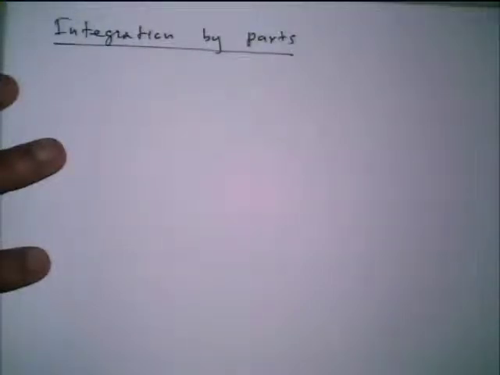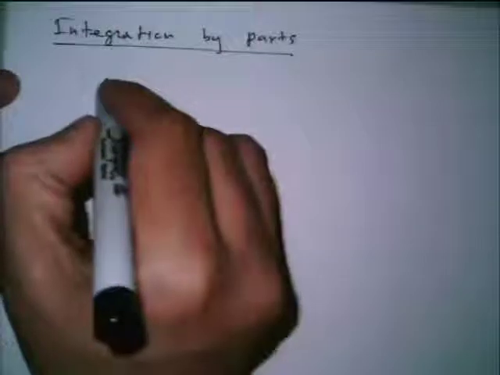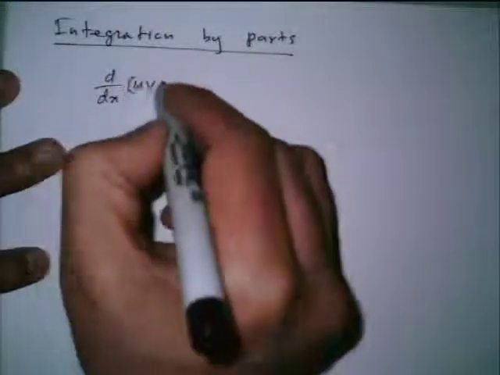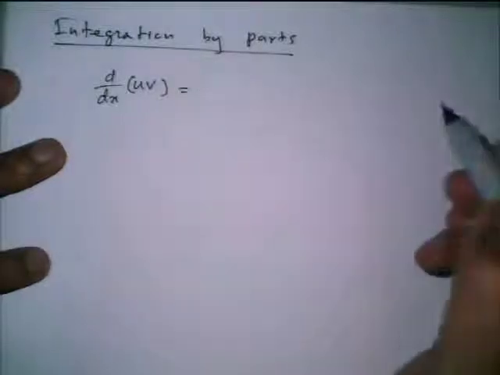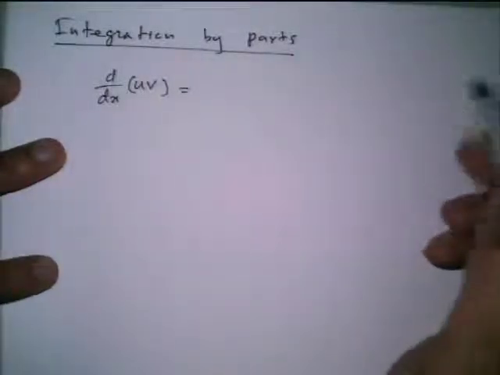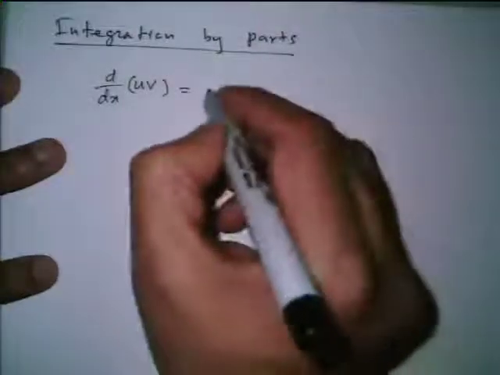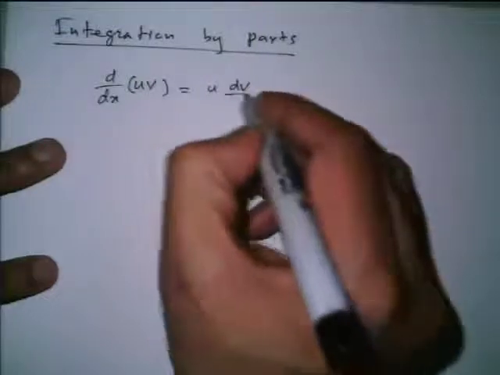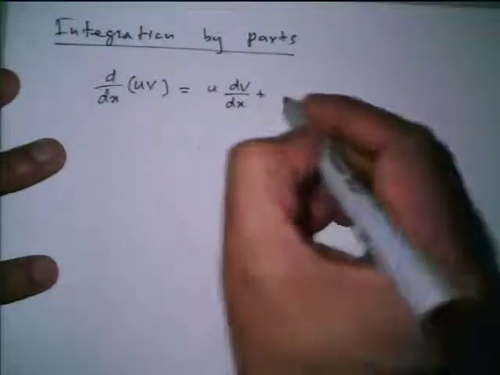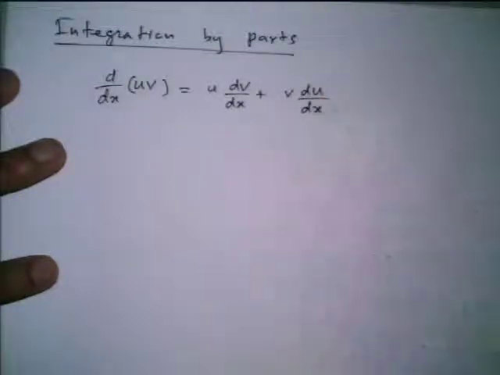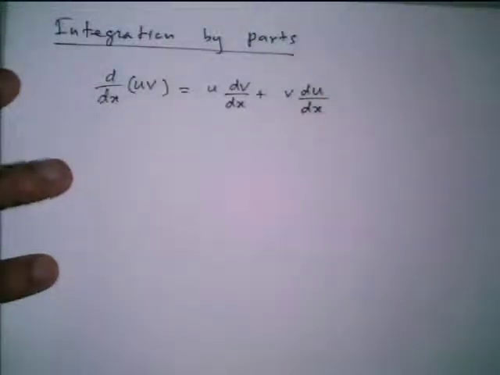So that means you start with the product rule. Let's look at the product of two functions. Let's say you have u and v, two functions. Do you remember the product rule? The derivative of uv is u v prime plus v u prime. Is that right? So this is equal to u dv over dx plus v du over dx. Is that right? Okay, that's right.